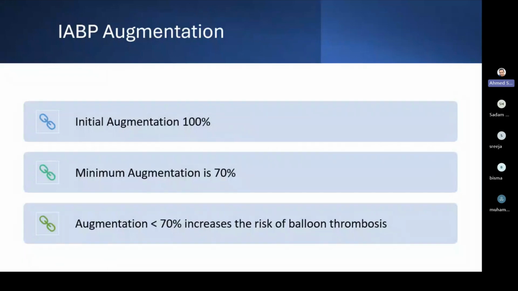The IABP augmentation. When you start running the intra-aortic balloon, you should set the augmentation percentage at 100%, and the minimum augmentation should be 70%. Augmentation less than 70% will increase the risk of balloon thrombosis. So when your patient starts to stabilize and becomes ready for weaning, one of the weaning methods is to decrease the augmentation percentage of the intra-aortic balloon gradually, and when you reach augmentation of 70%, if your patient is stable, you can remove the intra-aortic balloon.